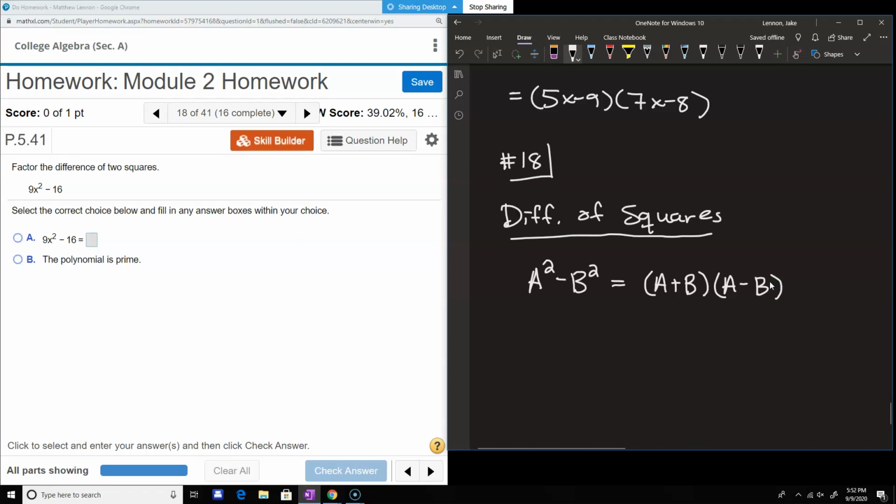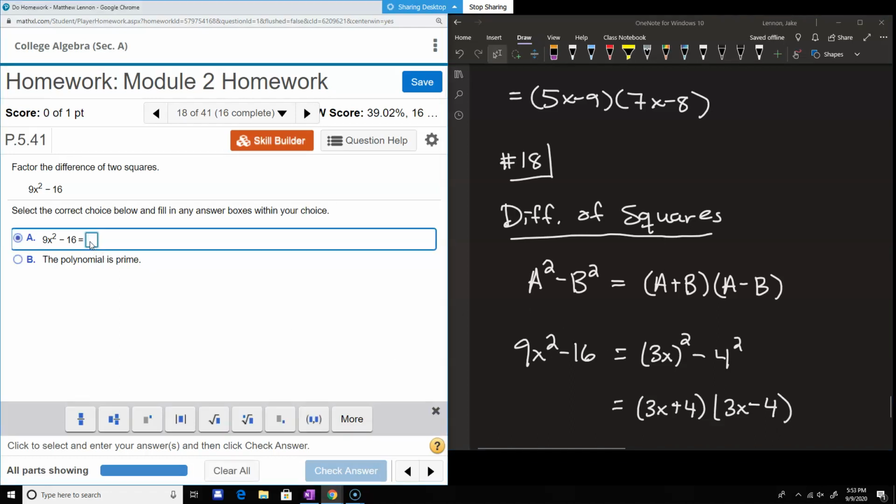So if you ever have two things that look like this, 9x squared minus 16, you might notice that 9x squared is really 3x times 3x, so it's 3x squared, and 16 is the same as 4 squared, right? So this can be factored as 3x plus 4 times 3x minus 4. So if you recognize these squares there, then you can find lots of factorizations.